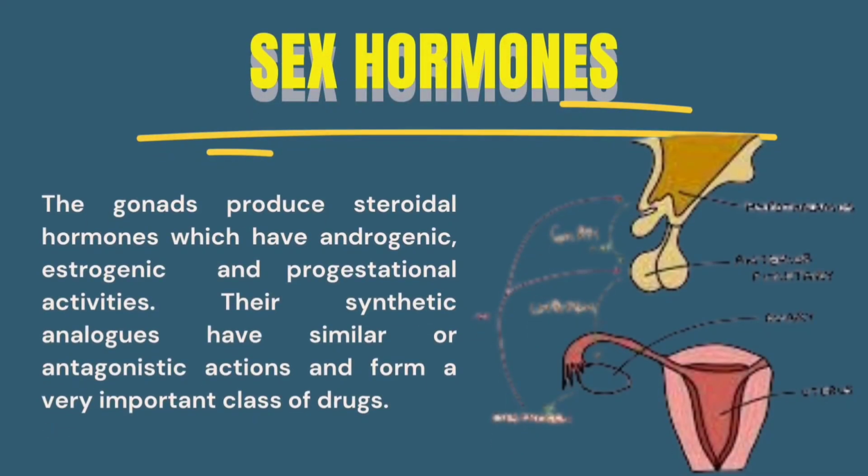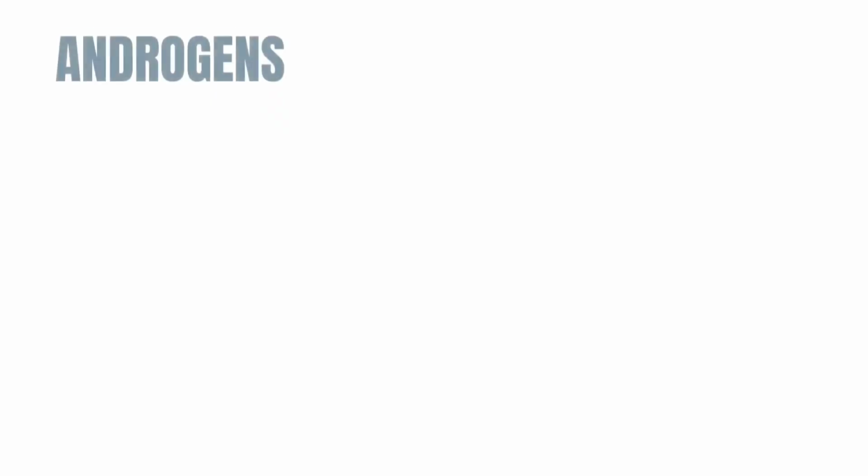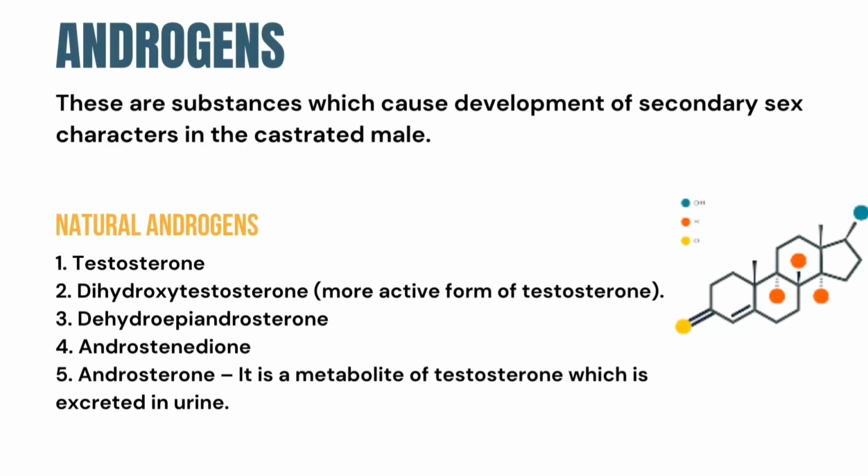Sex hormones. The gonads produce steroidal hormones which have androgenic, estrogenic, and progestational activities. Their synthetic analogs have similar or antagonistic actions and form a very important class of drugs. Androgens are substances which cause development of secondary sex characters in the castrated male.